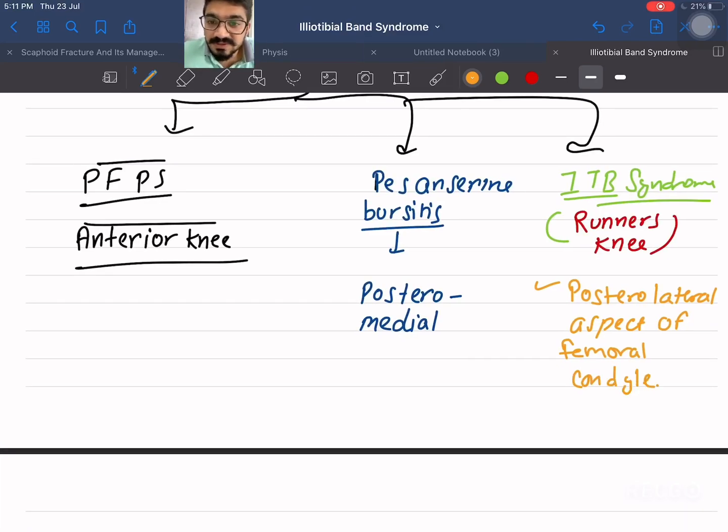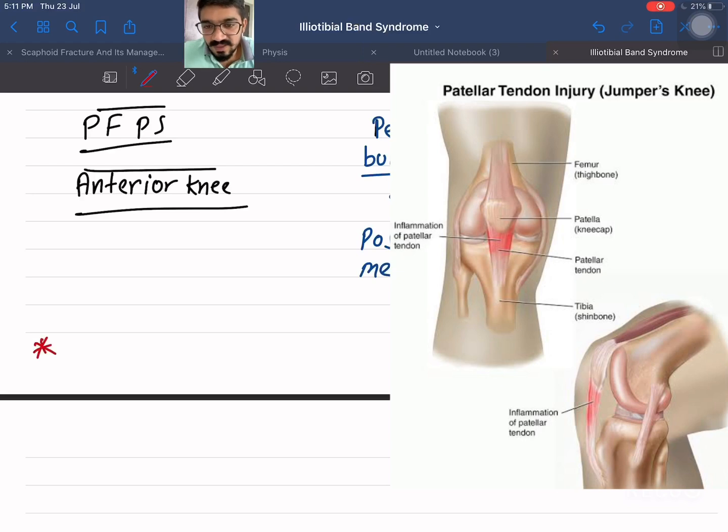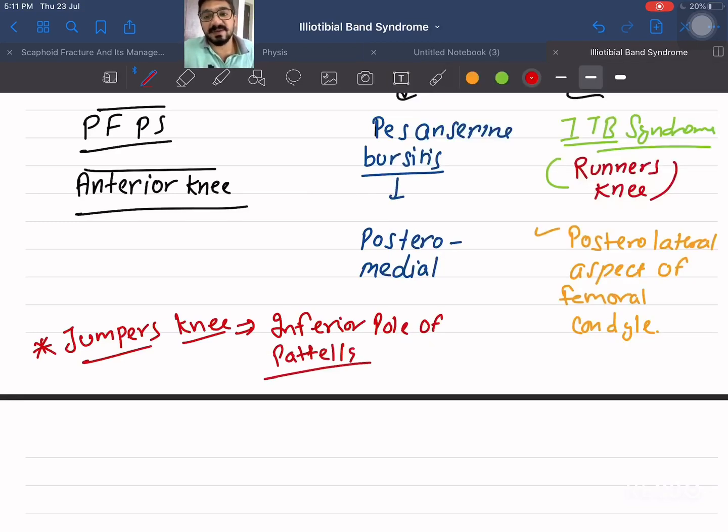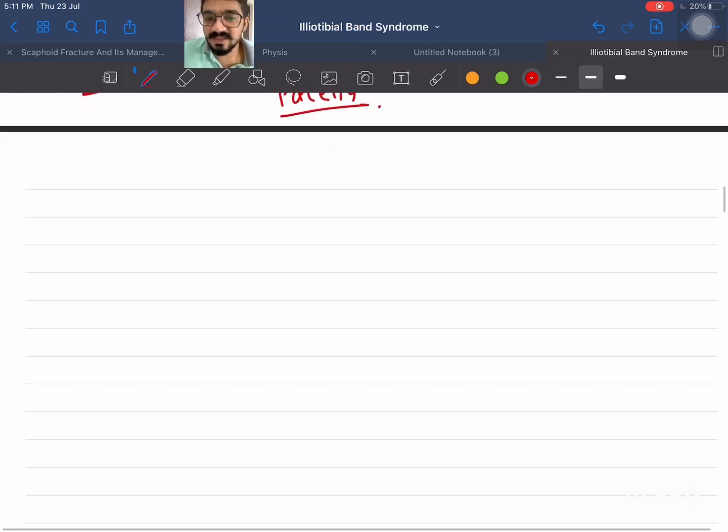And there is one more condition known as jumper's knee. In jumper's knee, the point of tenderness is at the inferior pole of the patella, or we can say where the patellar tendon inserts over the tibial tuberosity. That is the main sign.